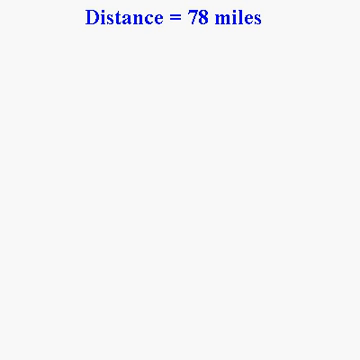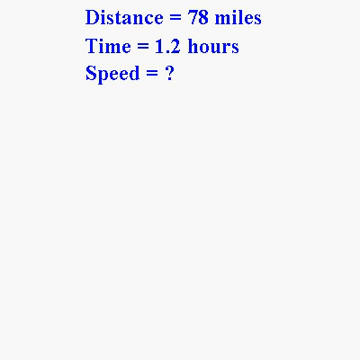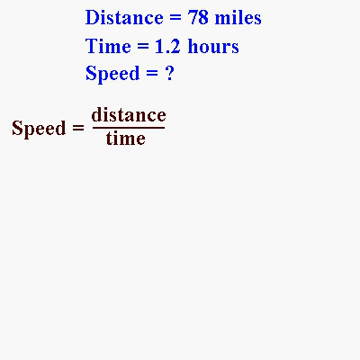In this example, we're given the distance that a car travels, 78 miles, and the time it takes to travel that distance, 1.2 hours. From this information, we're asked to calculate the speed of the car. Well, we have an equation that tells us speed equals distance over time.